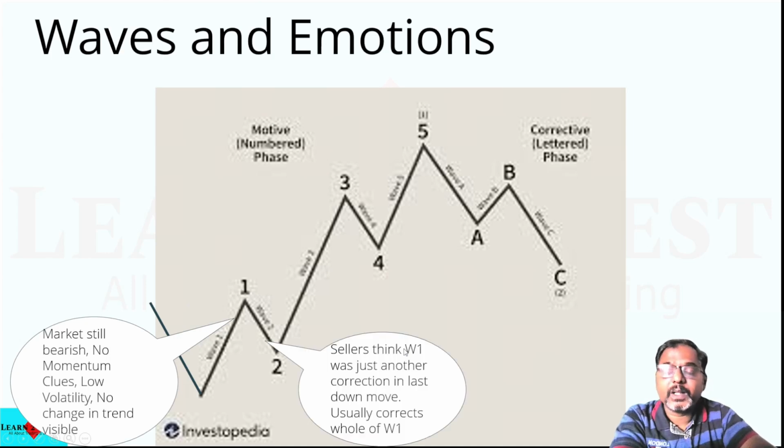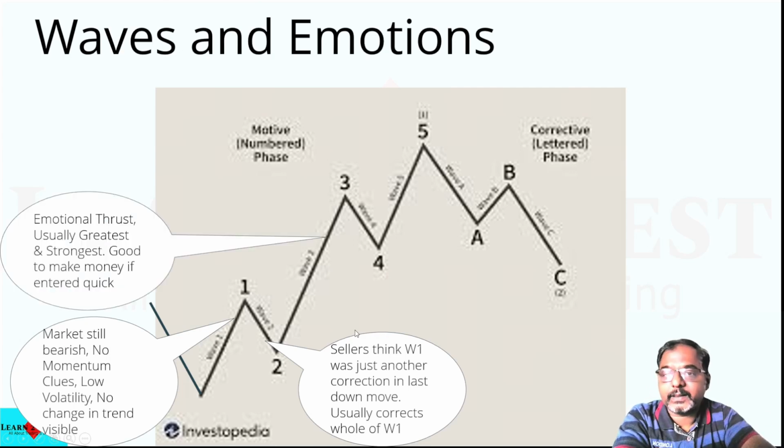After that, there are sellers. Of course, for every buyer there is a seller, and sellers get a little more aggressive, and they think that wave 1, which was the first wave, was just another correction in the last down move, and they want to start pushing the market down. Usually wave 2 corrects almost the whole of wave 1. That's a characteristic of wave 2.